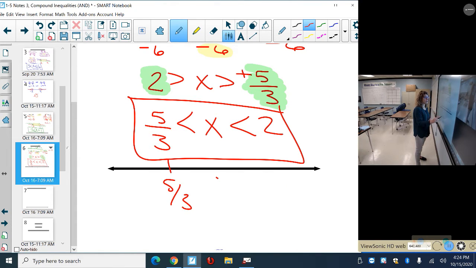At 5/3, it is open. At 2, it is open. And the shading is in the middle. Okay?